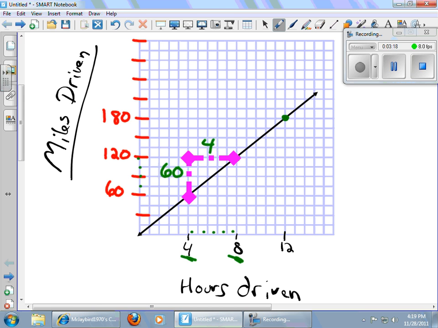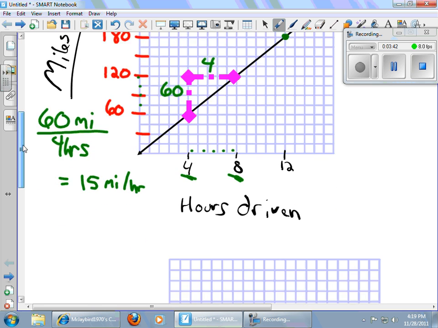Well, if my rise is 60 miles and my run is 4 hours, need an H in there, sorry. Simplifying that fraction, I must get 15 miles per hour. Yeah, per means divide. 15 miles per hour. So Schmeel is not going very fast. All right, let's look at another example.